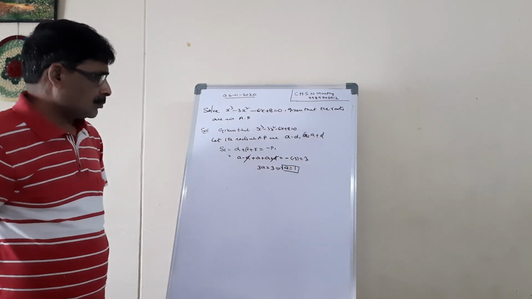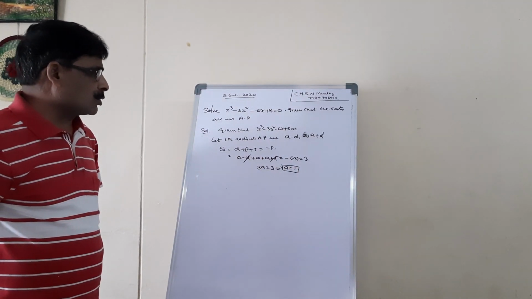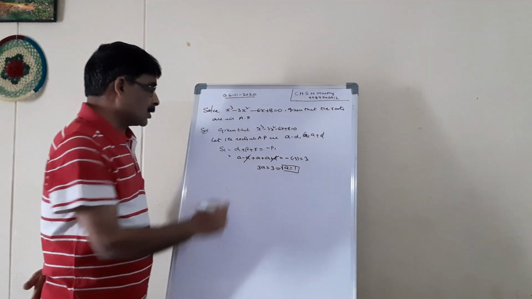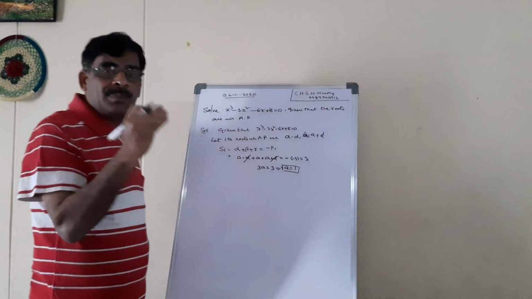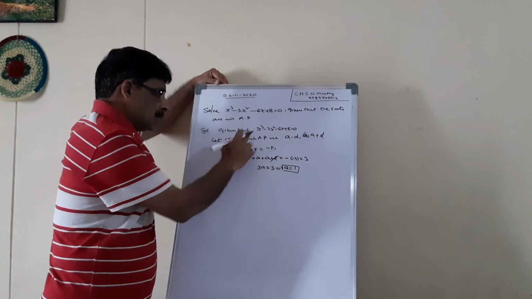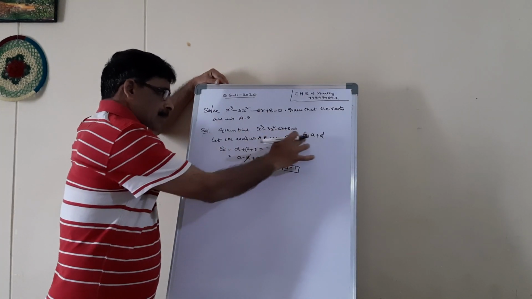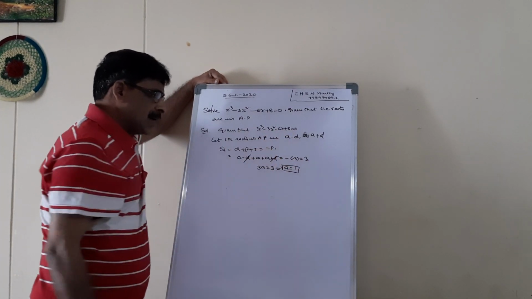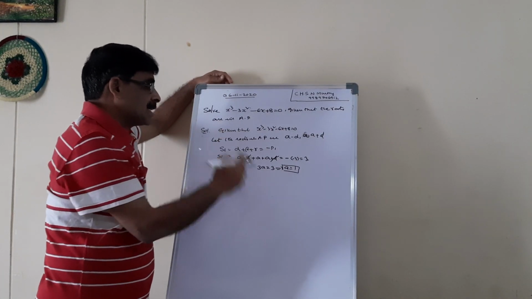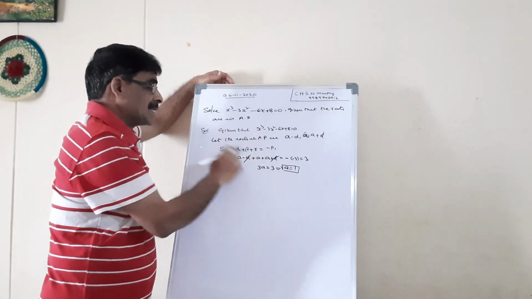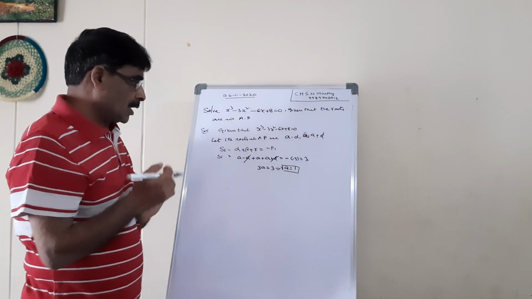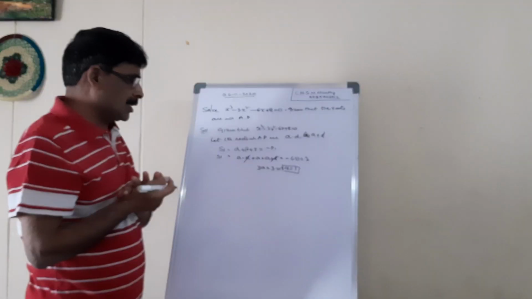See here, the roots are a minus d, a, a plus d. Sum of roots, you know the formula, alpha plus beta plus gamma is equal to minus p1. In our problem, alpha equal to a minus d, beta equal to a, and gamma equal to a plus d. Sum of the roots, s1 equal to a minus d plus a plus a plus d. Plus d minus d cancel, we have 3a equal to 3 and a equal to 1. See, we have the a value.